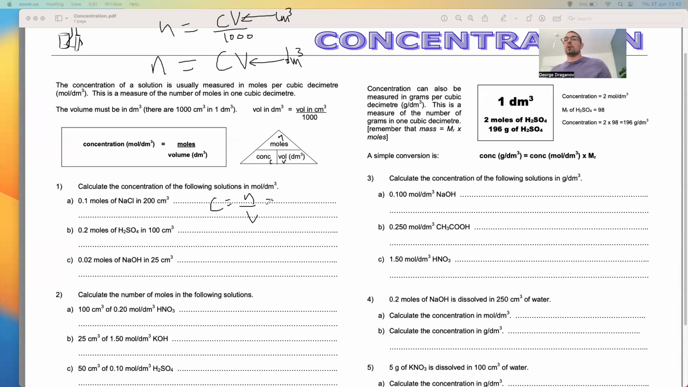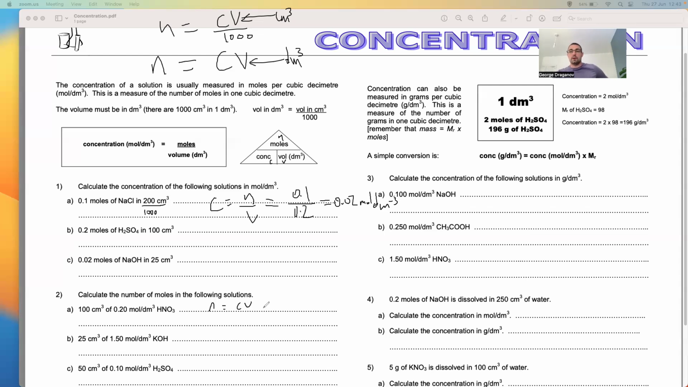So in the first one, we're going to do 0.1 divided by, now this is the catch, the 200 centimeters cubed has to be divided by 1,000 first, which gives you 0.2. So that will give you 0.02 moles per decimeter cubed. Now you can write mol dm minus 3, or you can write mol slash dm to the power of 3. It's up to you.